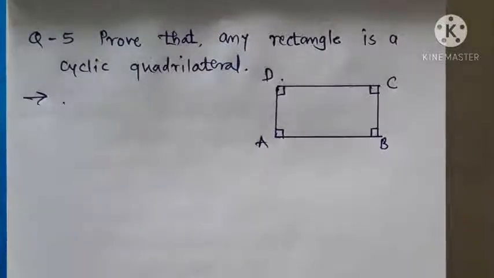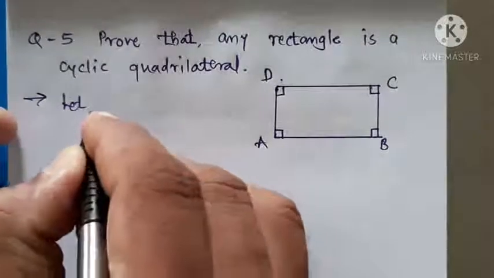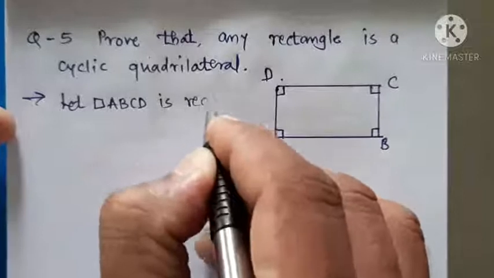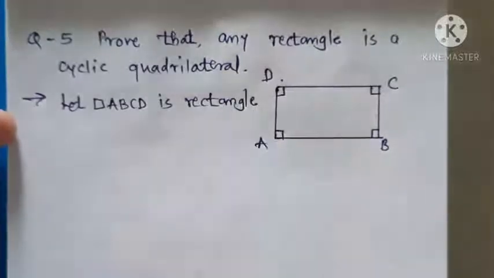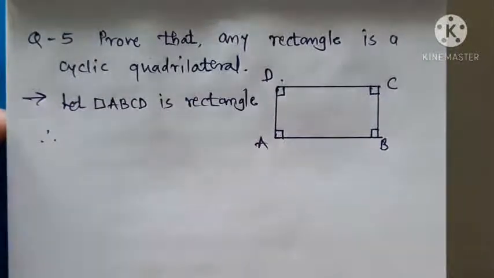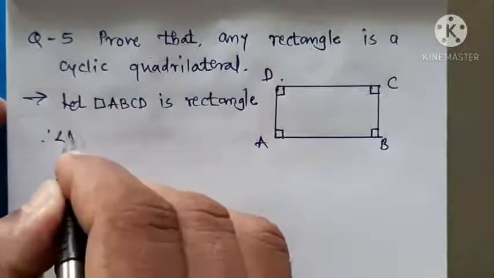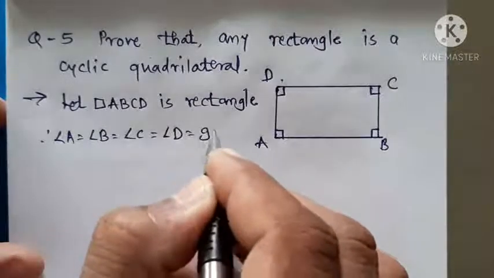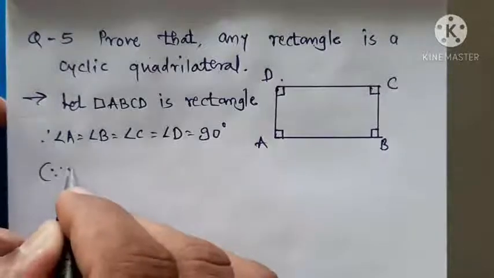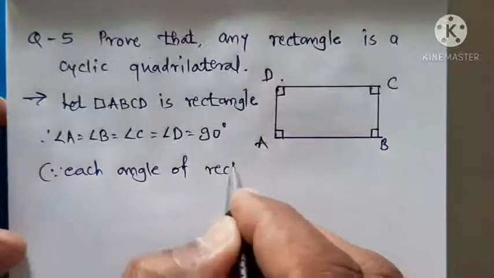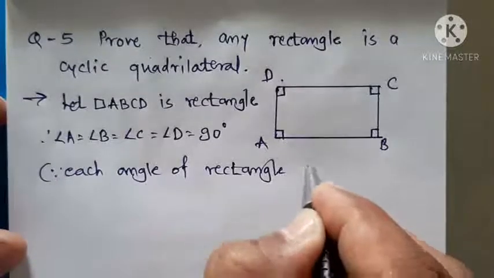Okay. Question number 5. Prove that any rectangle is a cyclic quadrilateral. Let us suppose that quadrilateral ABCD is a rectangle. Therefore, we know the property of a rectangle, each angle of a rectangle is 90 degrees. Therefore, angle A is equal to angle B is equal to angle C is equal to angle D is equal to 90 degrees, because each angle of a rectangle is 90 degrees.